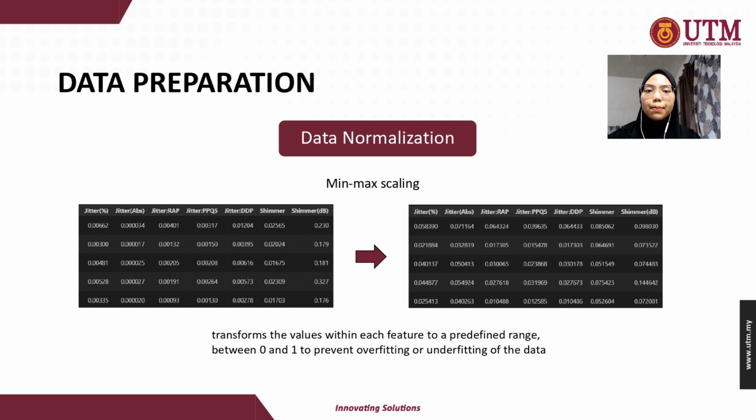Min-max scaling was applied to normalize the dataset. This transformation scales each feature to a predefined range, which is between 0 and 1. Normalization helps prevent overfitting or underfitting of the data, ensuring fair comparison and accurate model training.